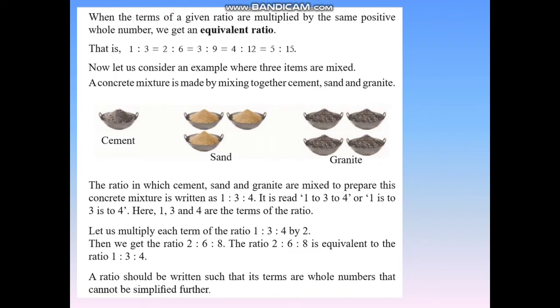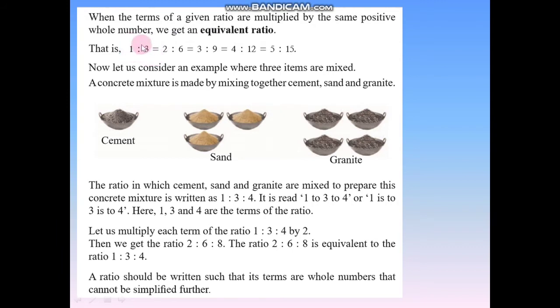Now let's see another example. I am using this to use 3 values as well as to explain what an equivalent ratio is. When the terms of a given ratio are multiplied by the same positive whole number, we get an equivalent ratio. For instance, take 1:3. This can be equivalent to 3:9. How does it come? Because this is the simplest form.